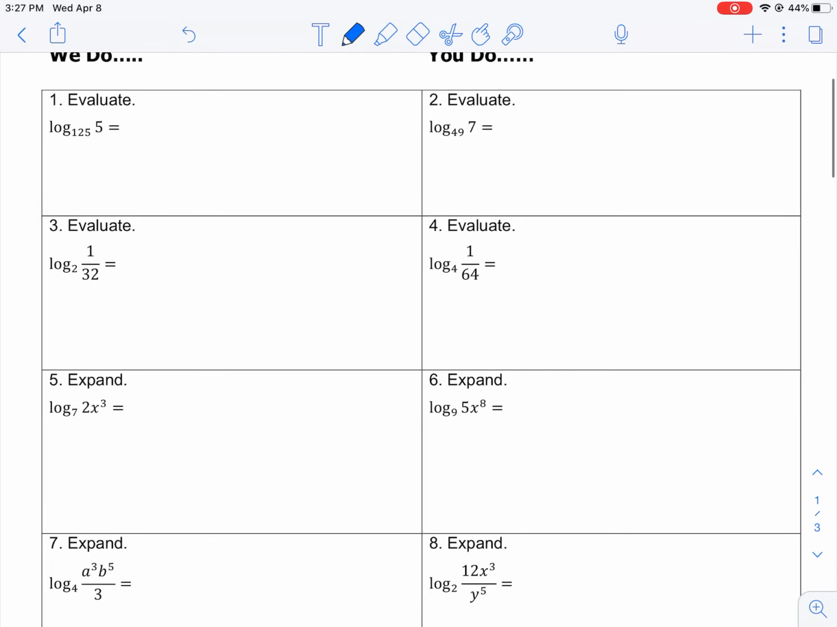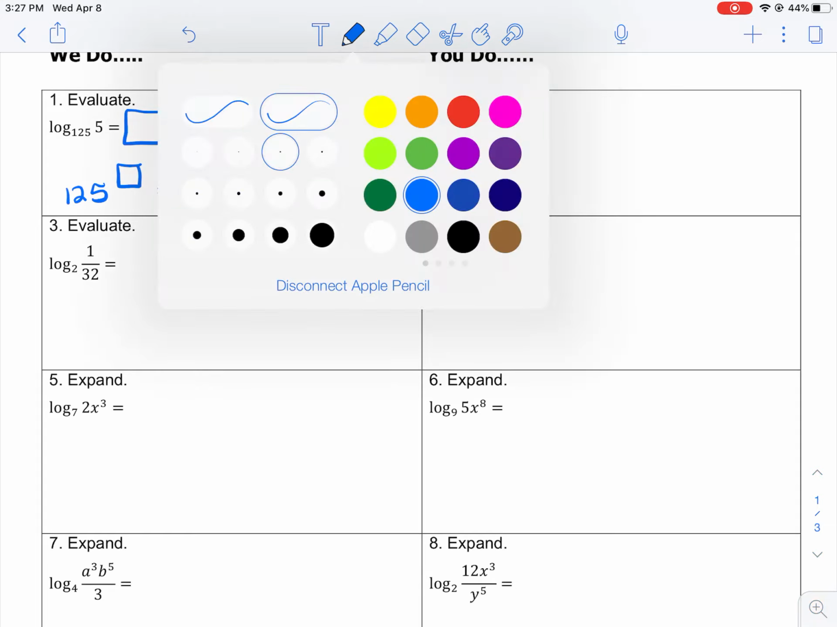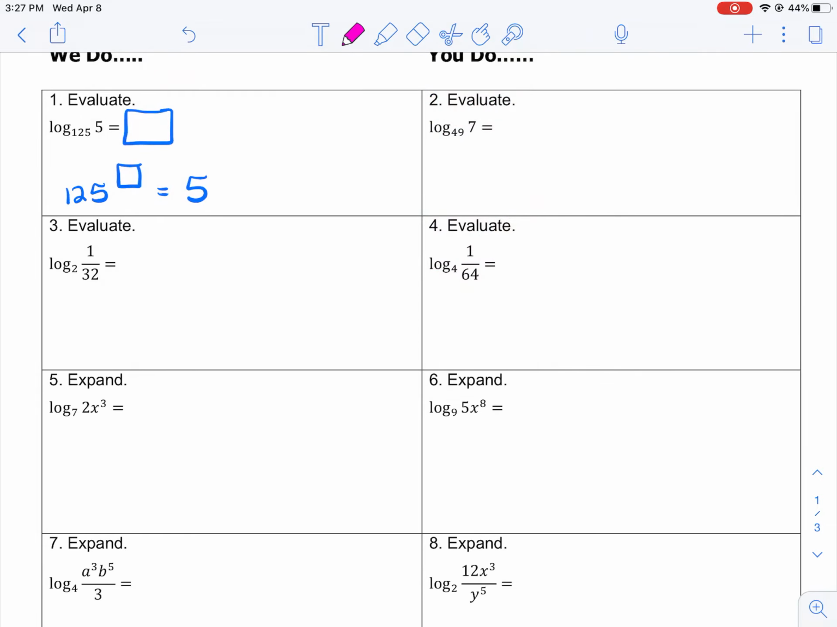All right, so we're going to start with a few evaluating problems. When you're asked to evaluate logs, remember that you're looking for exponents. So I like to set this up, log base 125 of 5. I like to put a box here. I'm trying to figure out what this log equals. I want to know 125 to what power equals 5. When your base 125 gets smaller, it's either because the exponent is negative or it's a fraction. So in this case, what one thing can we do to 125 to get to 5?